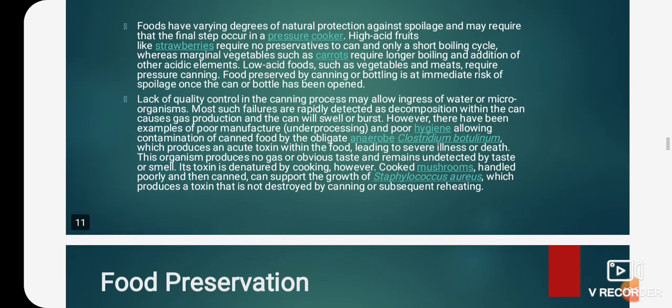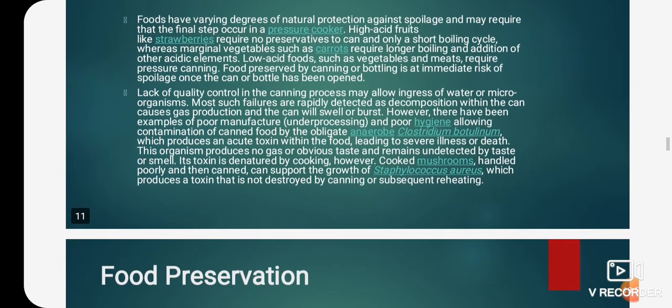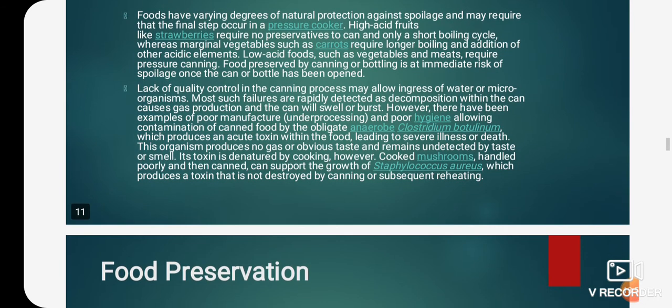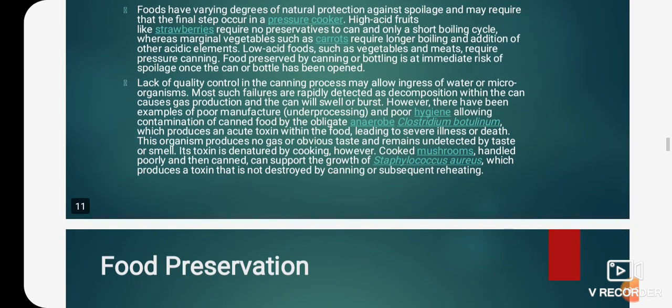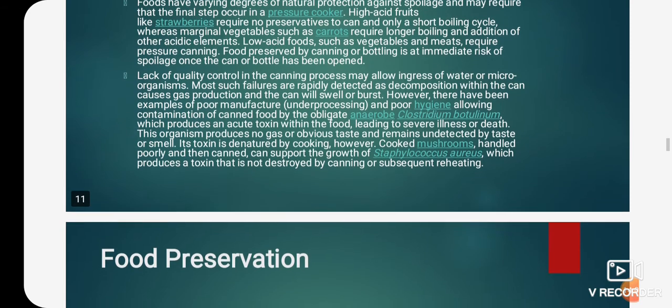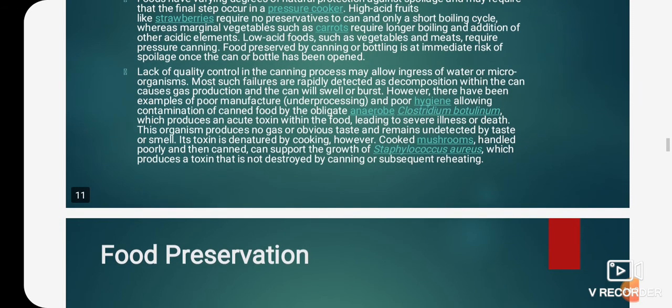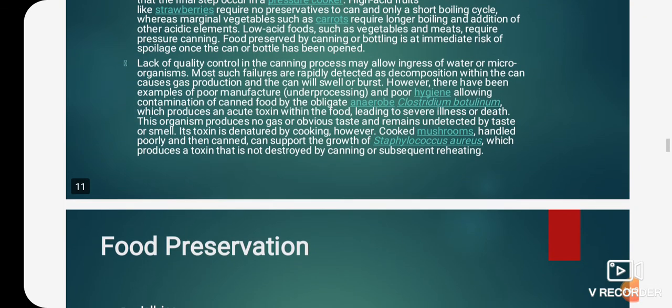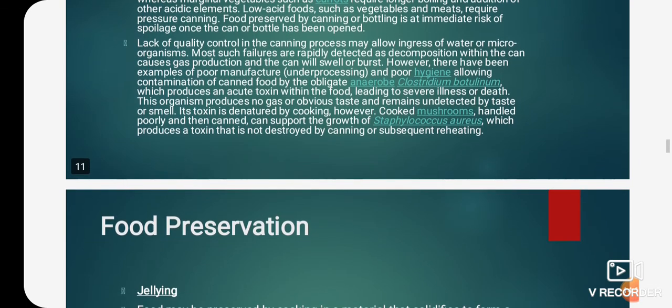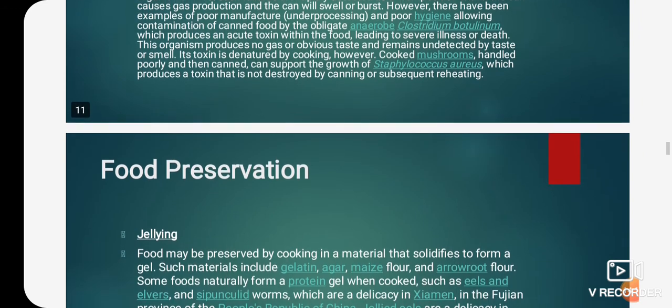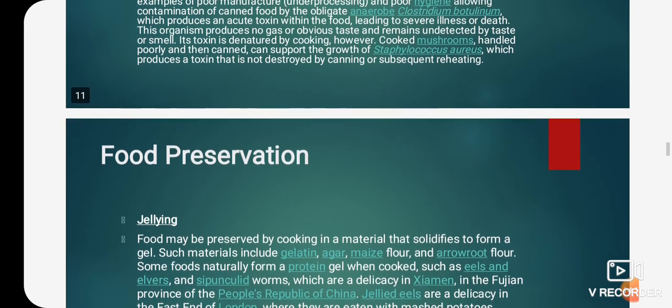However, cooked mushrooms handled poorly and then canned can support the growth of Staphylococcus aureus, which produces a toxin that is not destroyed by canning or subsequent reheating. So, students, the next process is gelling.